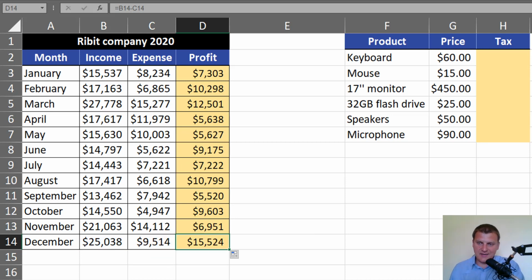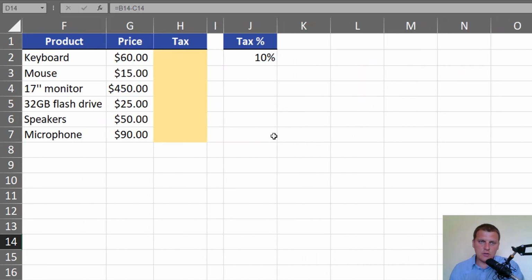So we have a second example to show absolute referencing. In our second example, we want to count tax for products. So we have a price and we have one simple tax percent, and to count tax for every product, we have to multiply the price times our tax.